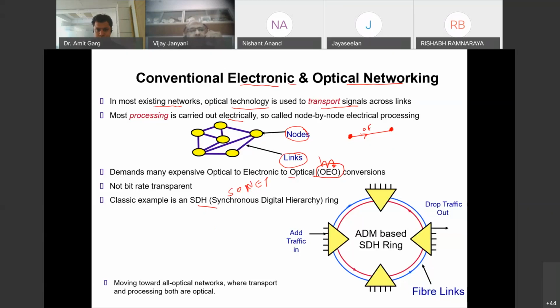And so moving towards all optical networks where transport and processing both are optical. If everything is optical, then you call them truly all optical networks. And that will give you a real high speed. But as I said, it is still far away.